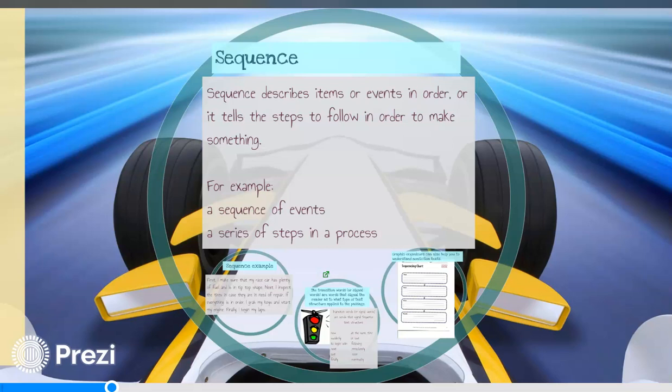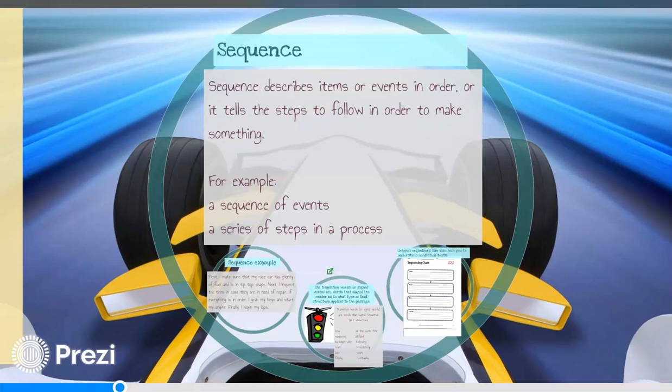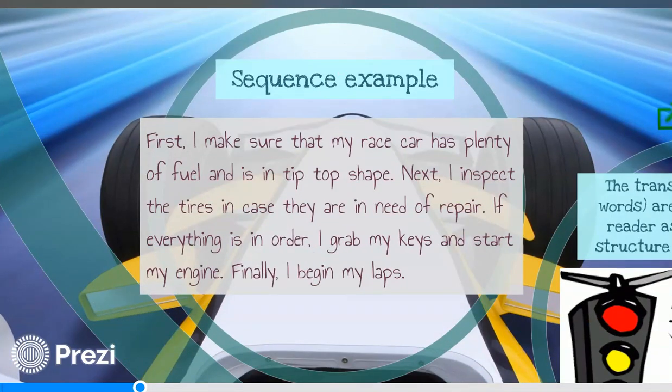Here's some examples. You might have a sequence of events. You might have a series of steps in a process, like a recipe. Here is an example of sequence. First, I make sure that my race car has plenty of fuel and is in tip-top shape. Next, I inspect the tires in case they are in need of repair. If everything is in order, I grab my keys and start my engine. Finally, I begin my laps.